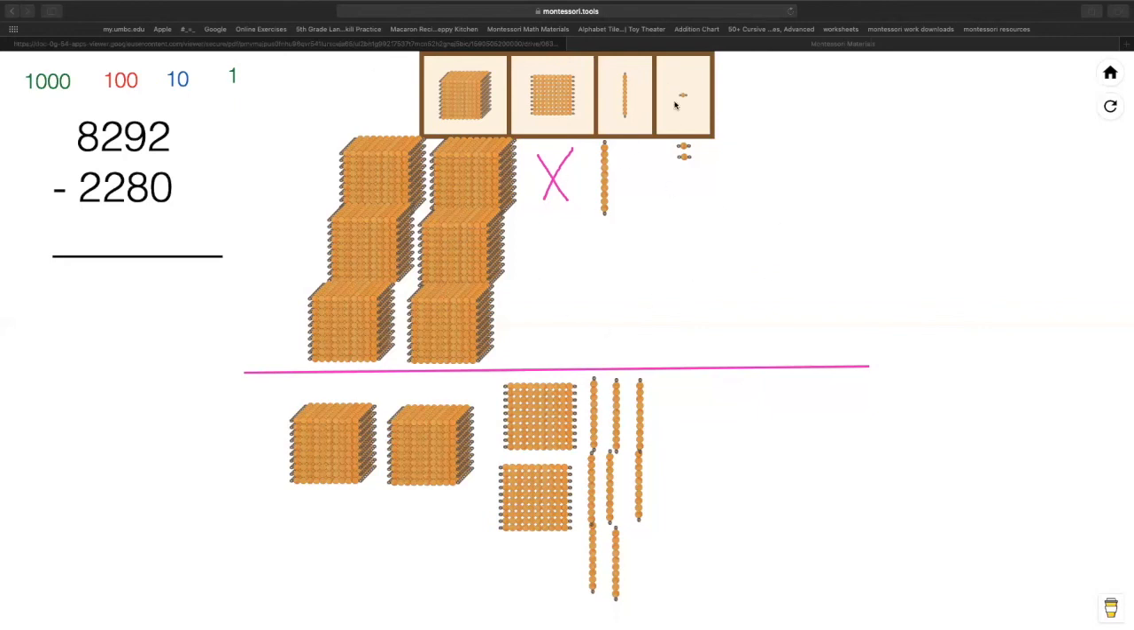Okay. How many ones? 2. All right. How many tens? 1. How many 100s? 6. How many 100s? 0. And how many 1000s? 6. All right, that's our answer. 6 1000s, 0 100s, 1 10, and 2 1s. Thank you for your help, Grace.